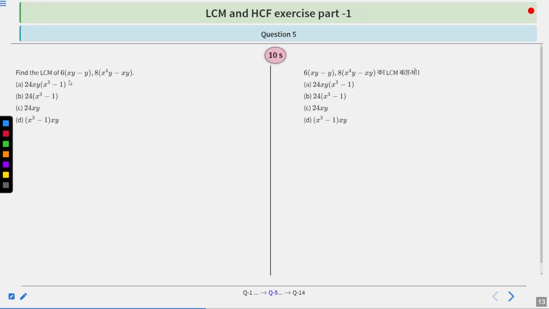Find the LCM of 6 into xy minus y, comma 8 into x^4y minus xy. And your options are 24xy, x cube minus 1, 24x cube minus 1, 24xy and x cube minus 1 into xy. These are the options given to us.